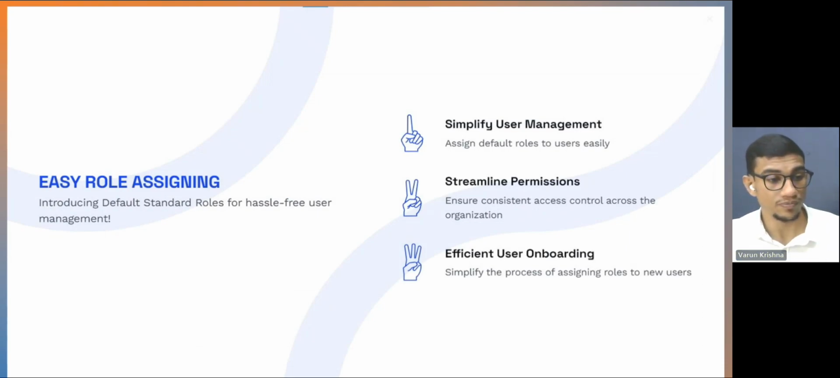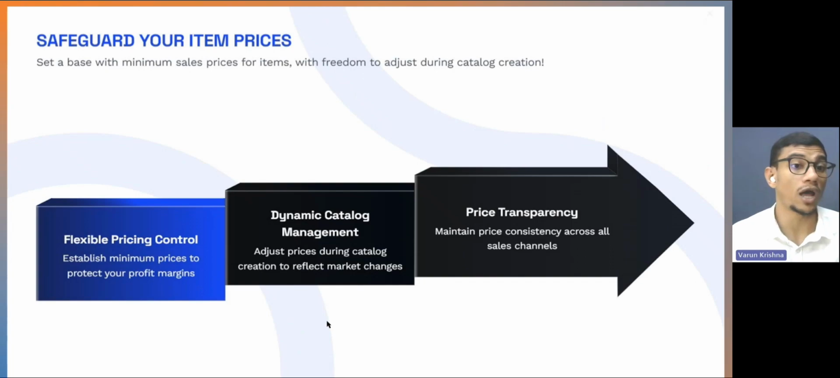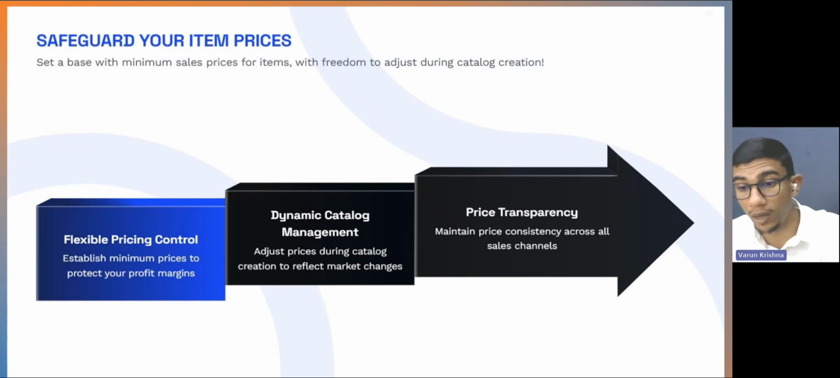Now, the next update: safeguard your item prices. Set a base with minimum sales prices for items, with freedom to adjust during catalog creation. So flexible pricing control: establish minimum prices to protect your profit margins. Then you have dynamic catalog management, where you can adjust your prices during catalog creation. Whether this should get reflected or not, it's up to you to decide. Then we have price transparency all across the sales channel as well. So we'll be looking into how we can safeguard your item prices with the help of minimum sales price.